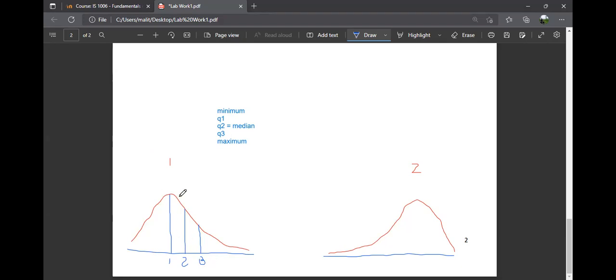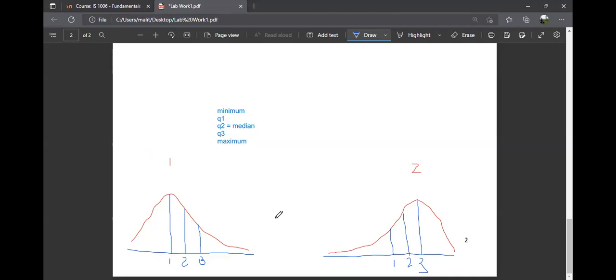So these are the values 1, 2, 3. In this case also we have 1, 2, 3. I think you're clear about that. Don't worry about my drawings.